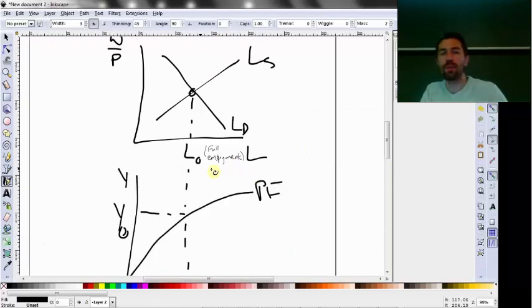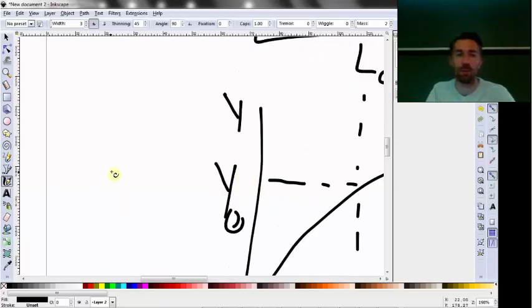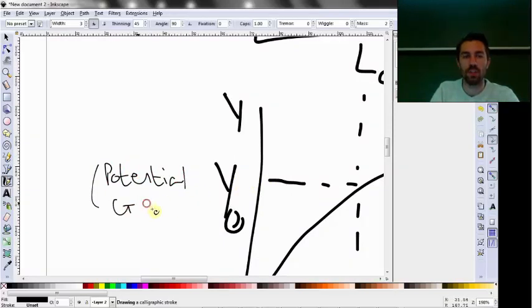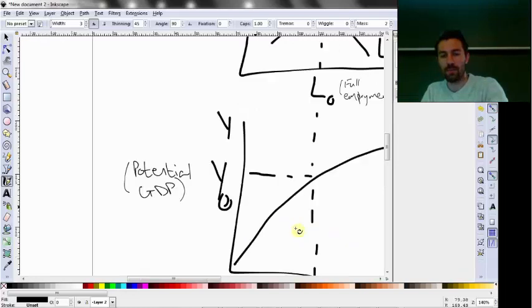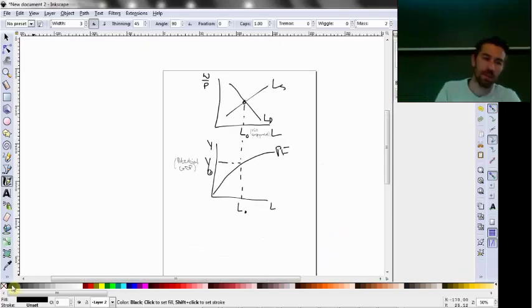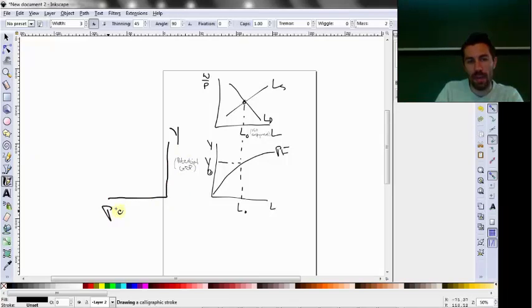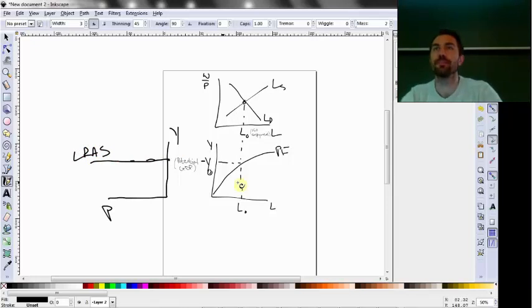And the full employment level of output gives us some level of output which we call potential GDP. So what I could do, if I wanted to make everyone squirm, I could plot over here output against price level, and this level Y0 would be my long run aggregate supply. Okay?